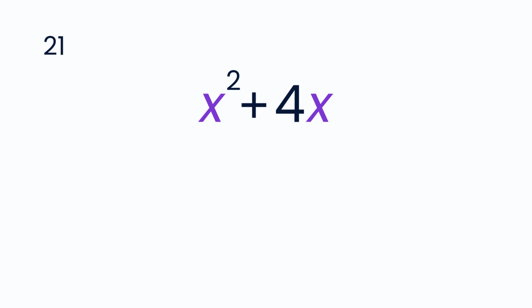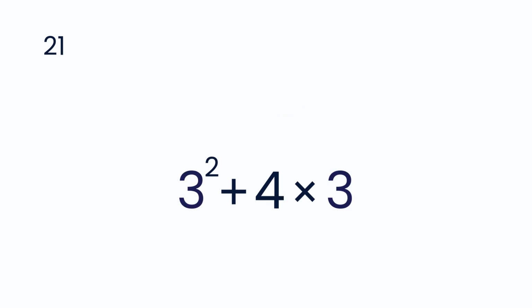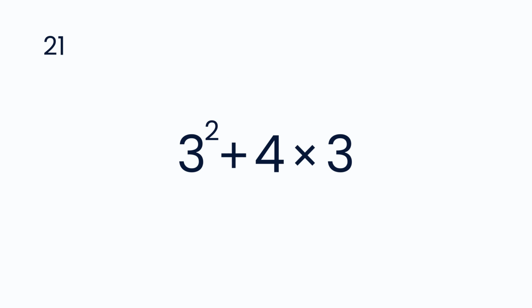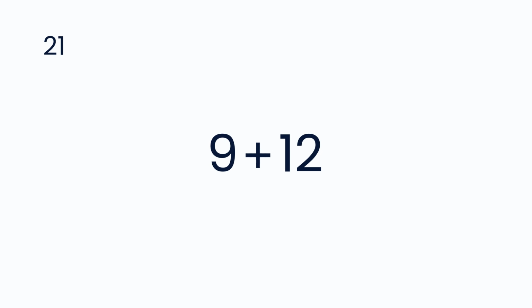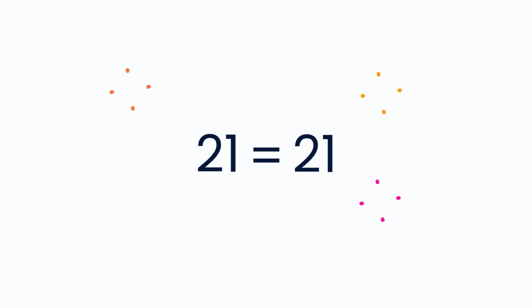Now you replace the x with 3 in the final expression. 3 squared plus 4 times 3. 3 squared equals 9, and 4 times 3 equals 12. 9 plus 12 equals 21. You ended up with the same value, meaning both expressions are equal.